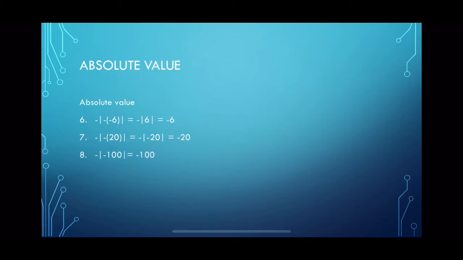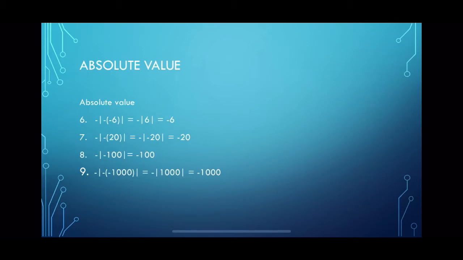Number 8, negative absolute value of negative 100 is equal to negative 100. As the absolute value of negative 100 is 100, but we have the negative sign, so it is equal to negative 100.